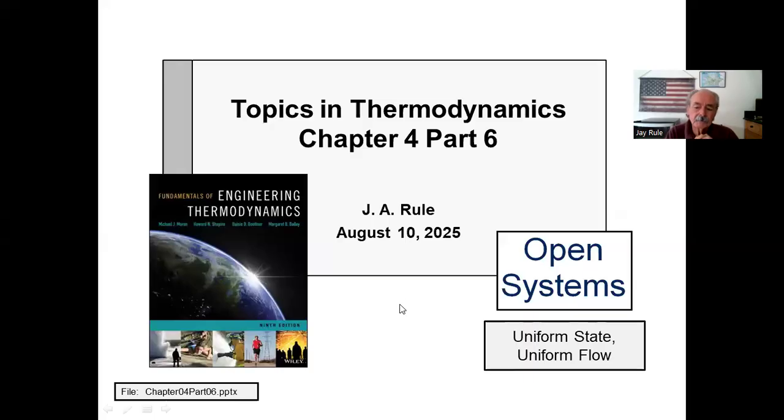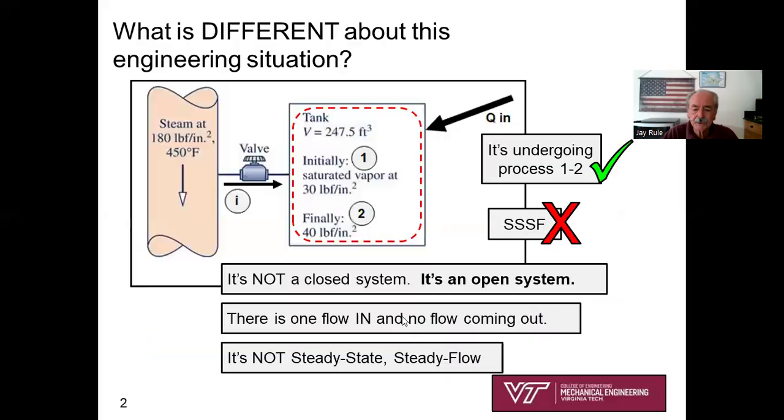Your textbook has a section called transient processes or transient open system processes. When I was going through as an undergraduate and ultimately graduate school, we referred to this category of open system as uniform state, uniform flow. And I'll give you some more details about why we call it uniform state, uniform flow near the end. But let's go ahead and get started.